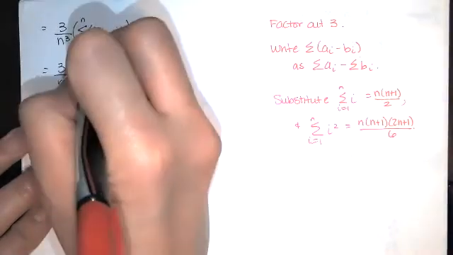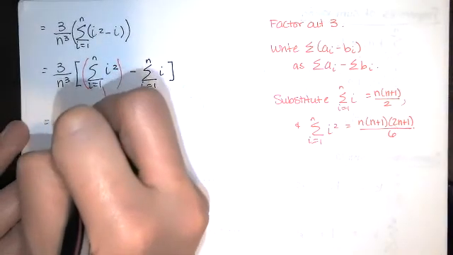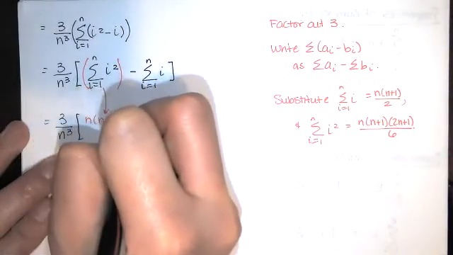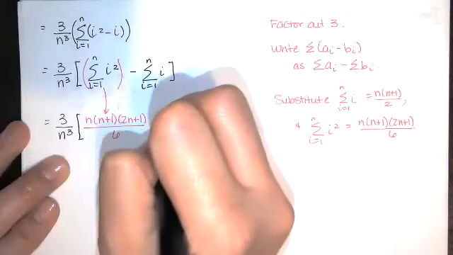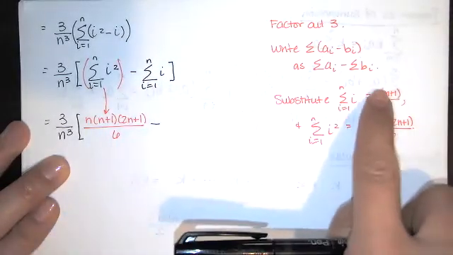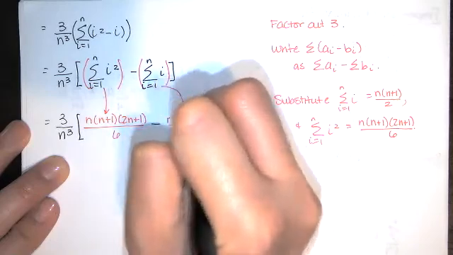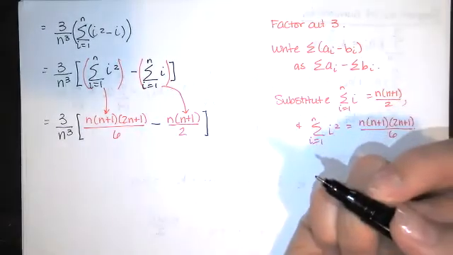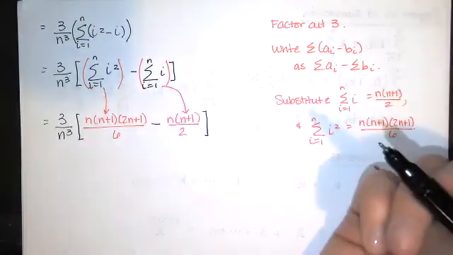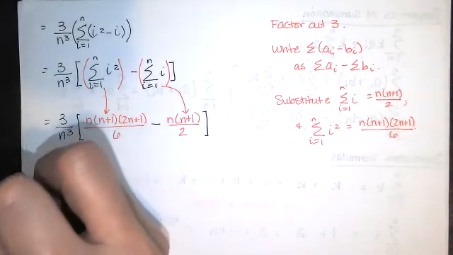So this i squared can be rewritten this way, according to this formula. It's replaced by n times (n plus 1) times (2n plus 1), all divided by 6. And then we're subtracting what we get here, which is n times (n plus 1) over 2. Now you can leave it this way if you want to, or you could distribute that 3 over n cubed to everything. I think I'll distribute.